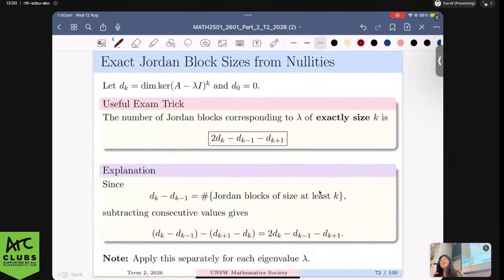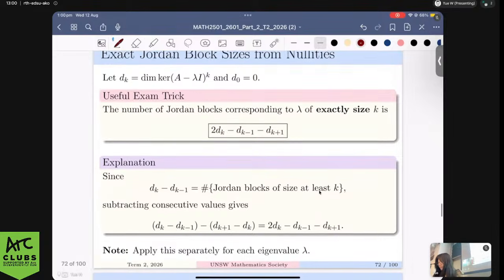This one is just something I found online. I personally wouldn't use this, but I guess it's nice to know because you can use this formula to check whether you did things right. Pretty sure it is slower than using block diagrams though. But if you consider the number of Jordan blocks corresponding to some eigenvalue of exactly size k, you can use this formula here, right?